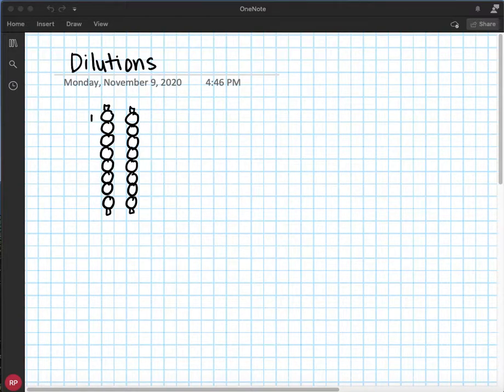So one strip will be used entirely for my standards, 1 through 8, where 1 is the most concentrated, usually in nanograms per milliliter. It ranges based on the kit. The OD value will typically be around 2.4, but not always. And 8 is usually your 0 concentration standard, and the OD value will be like 0.06.